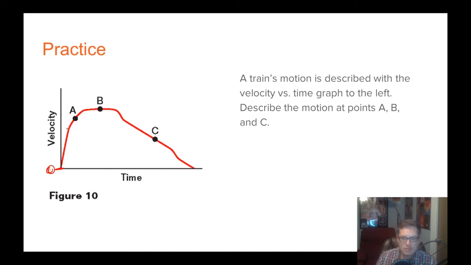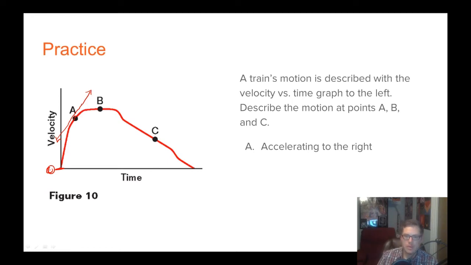Now we have to decide if we're increasing or decreasing. The best way to do this is to do what we did when we talked about instantaneous velocity, and that's to draw a tangent line. You're going to see all my bad drawing skills here. We draw our tangent line that touches our graph at one point, and you see that our tangent line has a positive slope. So that means at point A, our train is moving to the right and increasing in speed. It's accelerating to the right.